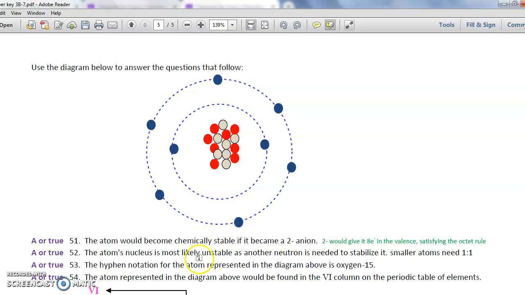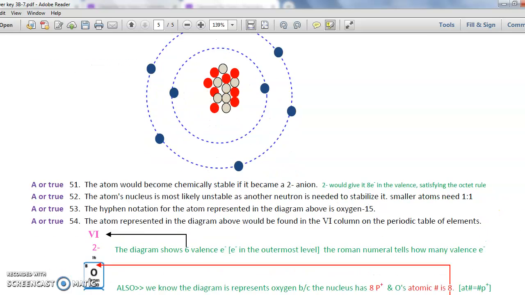That's true. The nucleus is most likely unstable, as another neutron would be needed to stabilize it. Well, we've already hinted at the fact that the smaller atoms do best when there's 1 proton for every 1 neutron. And in fact, it was okay on a lot of the atoms we saw to have 1 more total neutron than proton. But if you had much more than 1 neutron more than the protons, the nucleus became unstable. So on this particular atom, we have 8 protons and only 7 neutrons. So it is most likely unstable. Another neutron would help stabilize it.